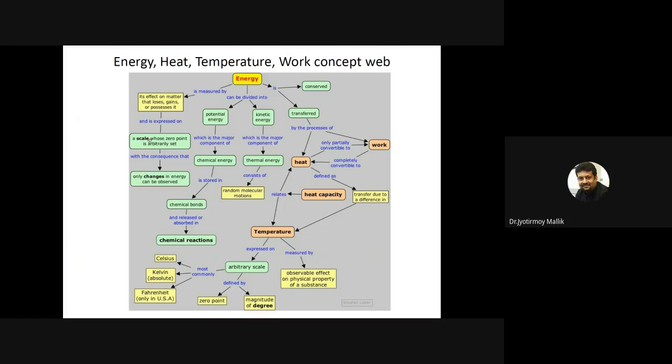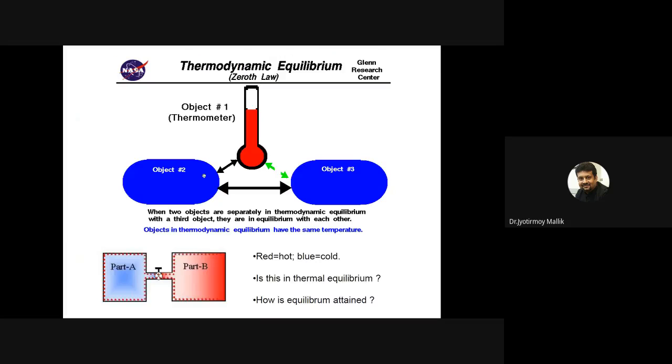Now, energy is measured by its effect on matter that loses or gains or possesses it, and is expressed on a scale whose zero point is arbitrarily set, with the consequence that only changes in energy can be observed. Okay, so now this puts everything together into perspective.